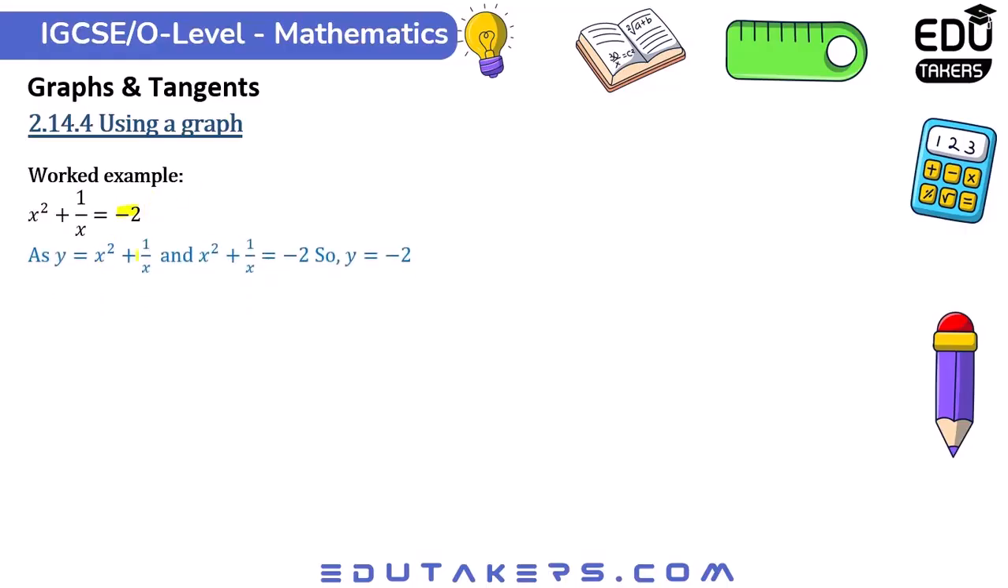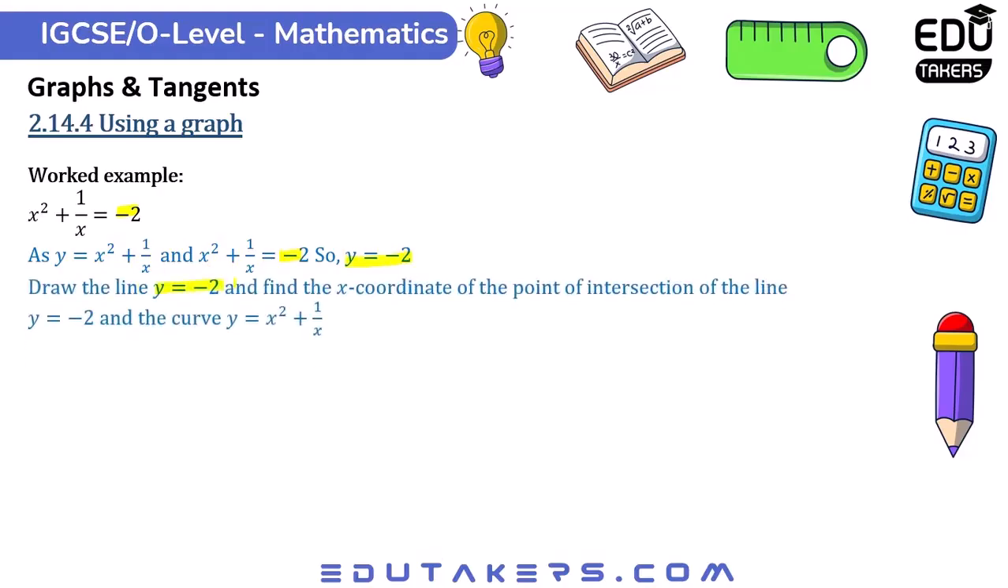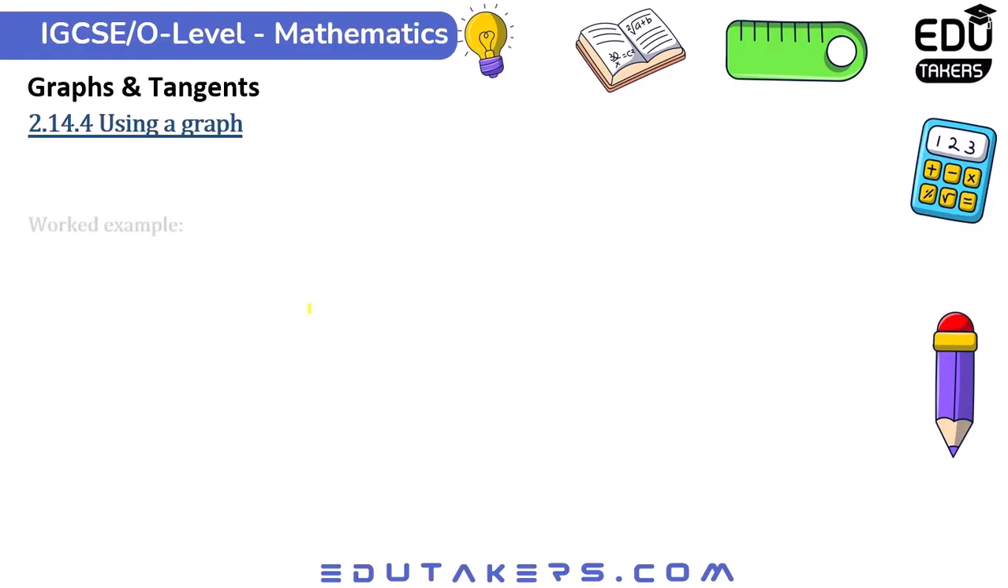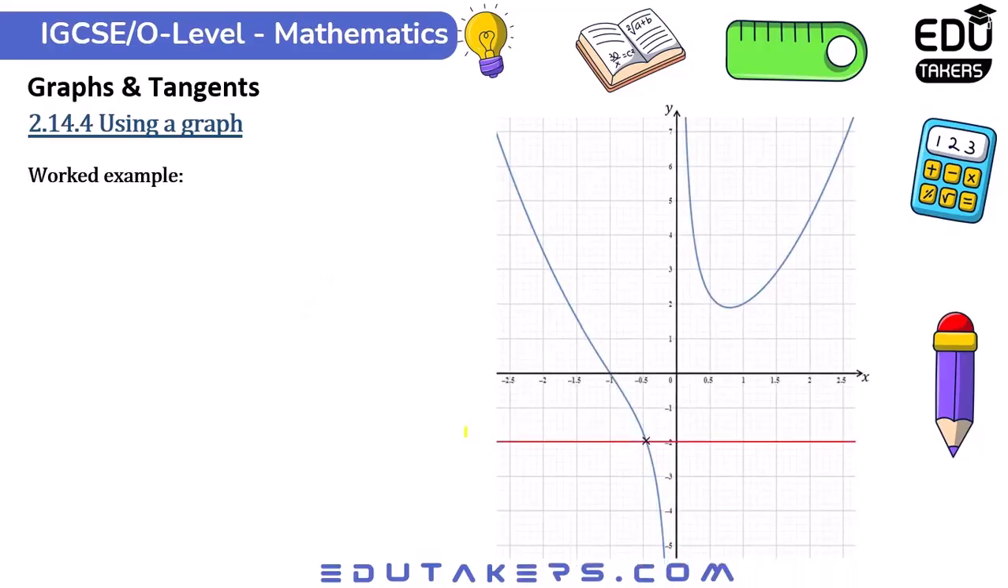As y equals x squared plus 1 over x and x squared plus 1 over x equals negative 2, so y equals negative 2. Draw the line y equals negative 2 and find the x coordinate of the point of intersection of the line y equals negative 2 and the curve y equals x squared plus 1 over x. Y equals negative 2 is a straight line. The point of intersection is this one and its x coordinate is negative 0.46.